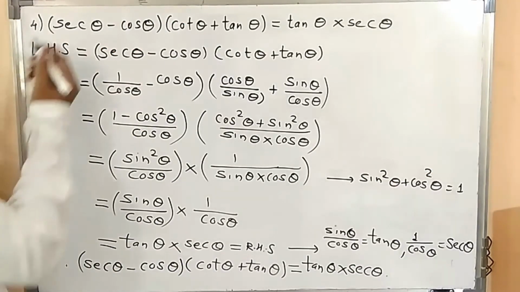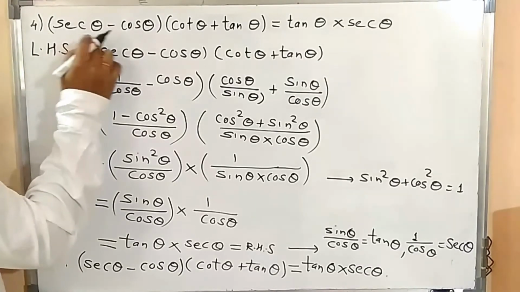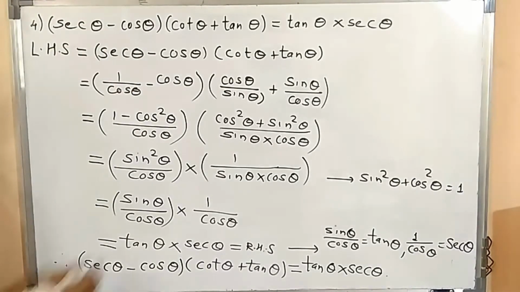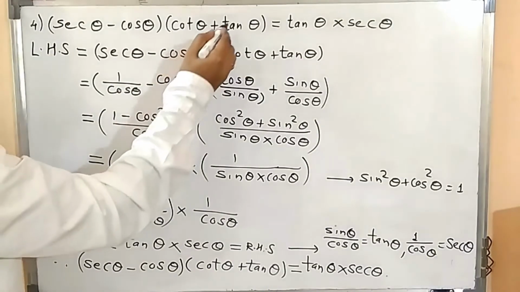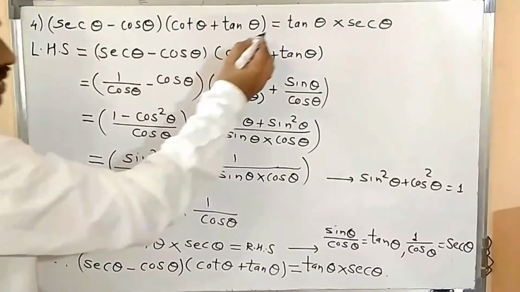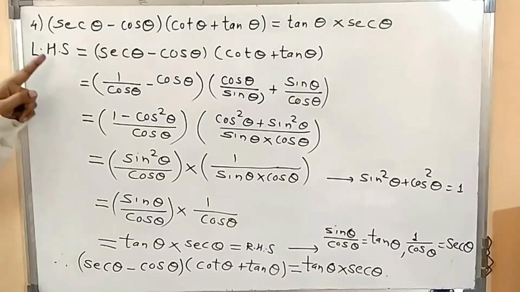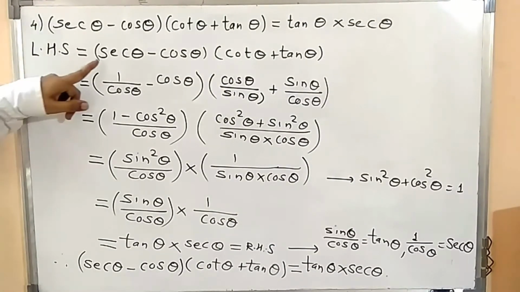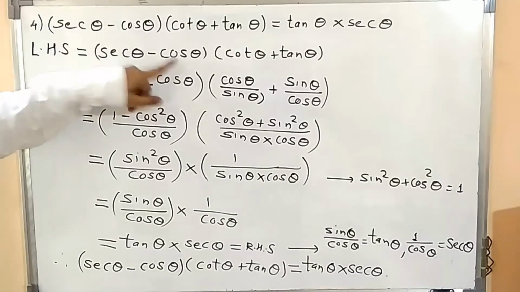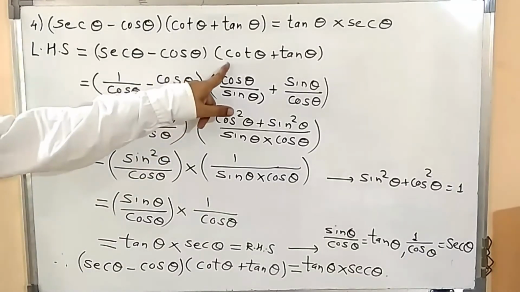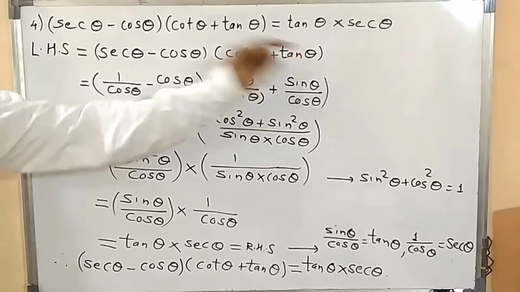Sub question number 4. Prove that sec theta minus cos theta into cot theta plus tan theta, that is equal to tan theta into sec theta. So we'll start with LHS. LHS is what? Sec theta minus cos theta, second bracket, cot theta plus tan theta.